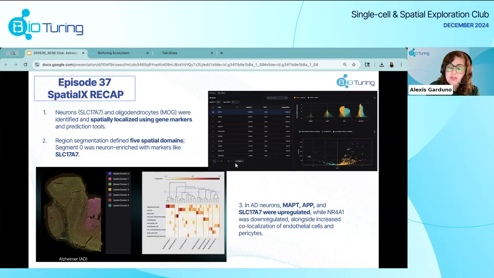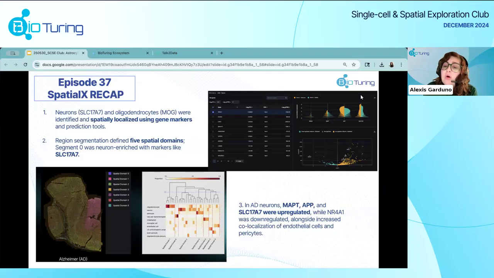What we saw from the previous results, as a recap, is that we were able to identify neurons expressing SLC17A7, and oligodendrocytes that had a specific expression profile of MOG, which identified very specific spatially localized markers using different models like cell type prediction. We also covered region segmentation, another feature in Spatial X, which allowed us to define 5 different spatial domains, particularly a specific segment that had a neuron-enriched marker, SLC17A7.